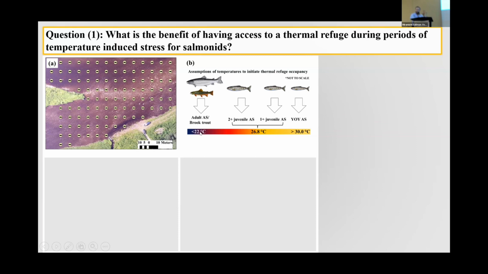Of course, Elise has shown other stuff now, but these are the assumptions we're making for this model. For 2+ juvenile Atlantic salmon and 1+, we're going to say they're going to seek out a refuge of 26.8. That's following findings of Emily Corey and even her stuff here earlier. This year we published on it. And then for young of the year Atlantic salmon, we will allow them to seek refuge when the temperature goes over 30 degrees Celsius. So this is consistent with Emily's work too, as she found in there about 30.5 degrees Celsius, Alex found in there about 31.5. All right.